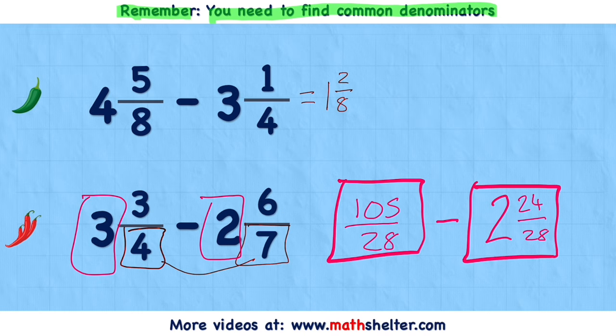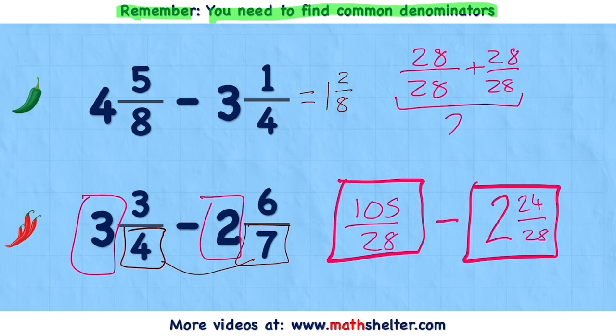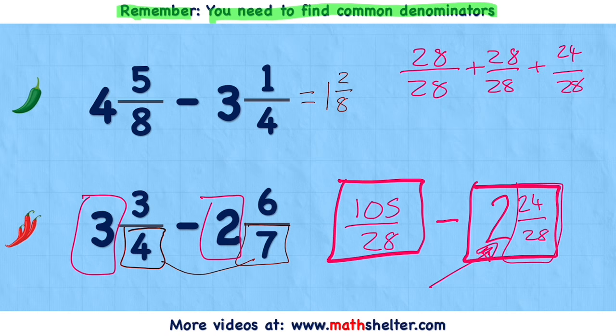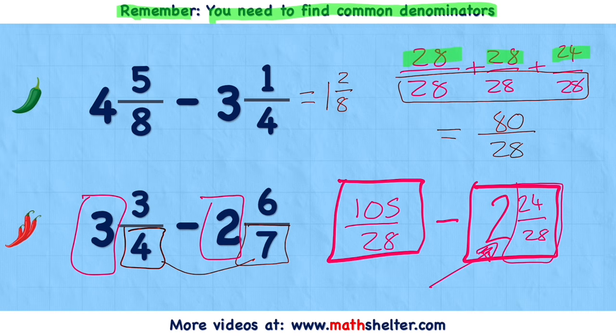2 and 24/28 is the same as saying 28/28 plus 28/28. This is my 2 whole that I had, this one just here, and I'm going to add that to my fraction, which was 24/28. So what does that get me? Well, I'm always going to end up with 28s, so my answer will be something over 28. How many 28s do I have? Well, I need to add 28 to 28 to 24, and that leaves me with 80. So my equivalent improper fraction to 2 24/28 is 80/28.